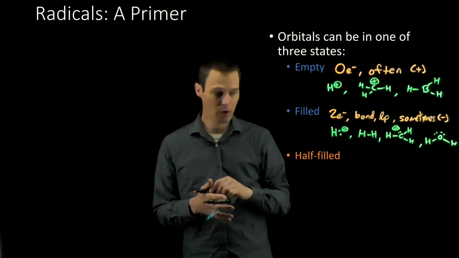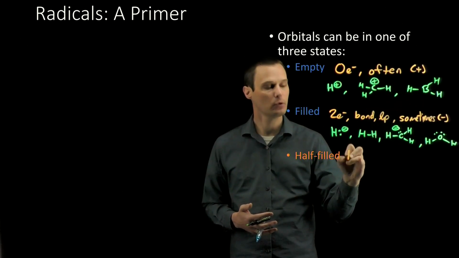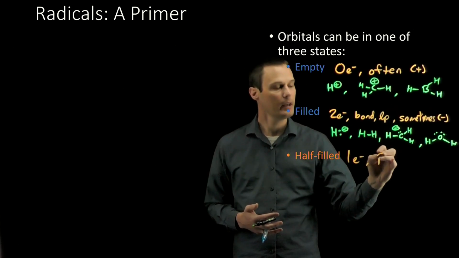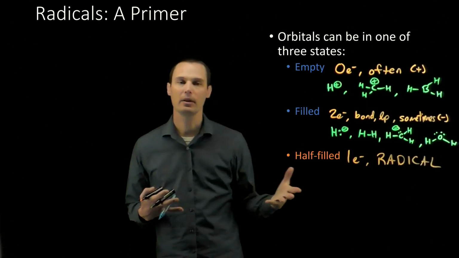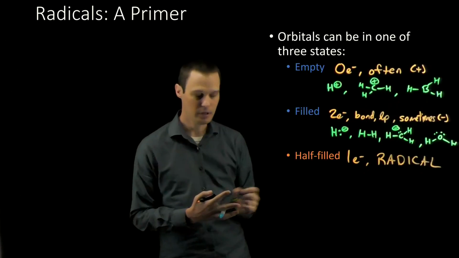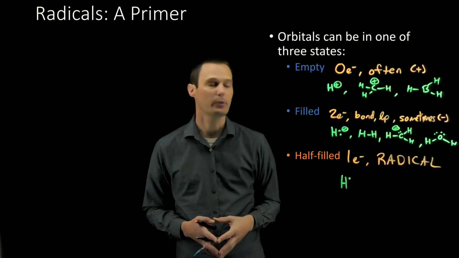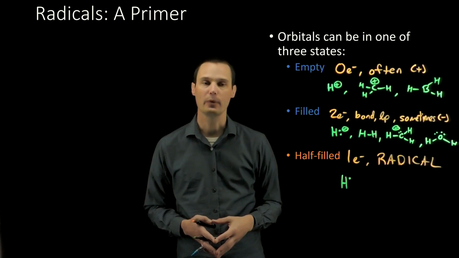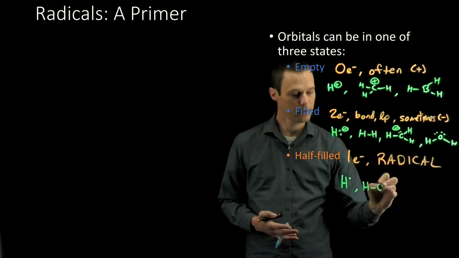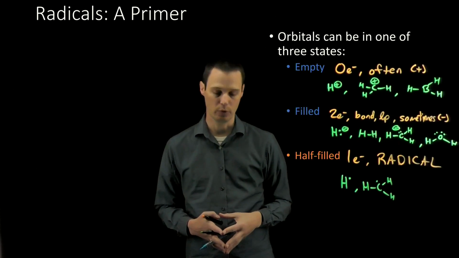But what I want to talk about today is a half-filled orbital. A half-filled orbital only has 1 electron in it, and we call it a radical. We call that molecule a radical, and we call that atom that only has a half-filled orbital a radical. Examples of a radical could be a hydrogen, where the orbital only has 1 electron in it rather than 2. This is called the hydrogen radical. Or a methyl radical, where we have carbon attached to 3 hydrogens, and that carbon has an orbital that's only half filled with only 1 electron in it.